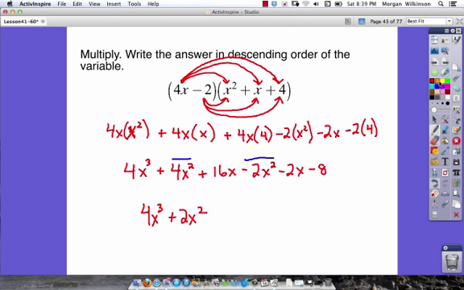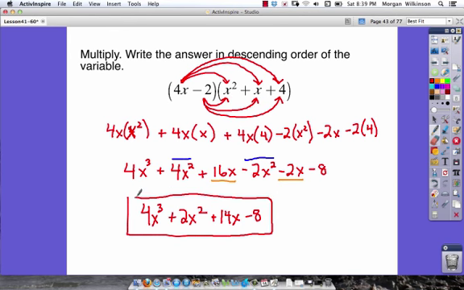Then we can look at the x's, and you can see we've got 16x's, negative 2x's. Add those together. We're going to have to get 16 plus negative 2, that's 14. So we get plus 14x minus 8. We can box it. We've written the answer in descending order of the variable, and we can move on to our next question.